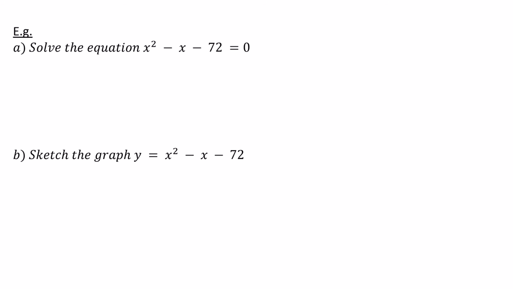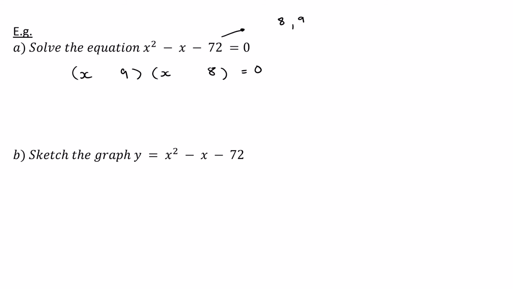So solve the equation x squared minus x minus 72 equals 0. So the first thing you need to do is find the factors of 72, and we need to subtract to make 1. I hope you spot that actually an 8 and a 9 have a difference of 1, and they multiply to make 72. So if I start factorizing, x times x is x squared, 9 times 8 is 72.